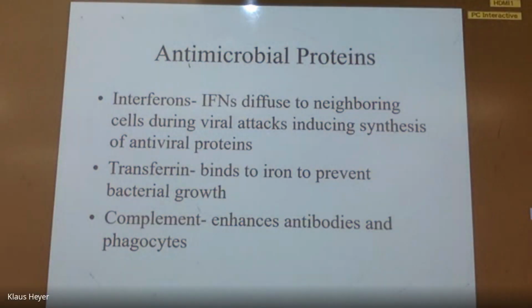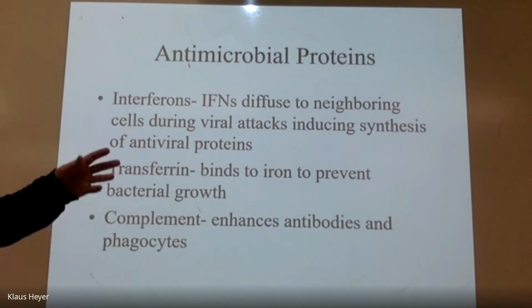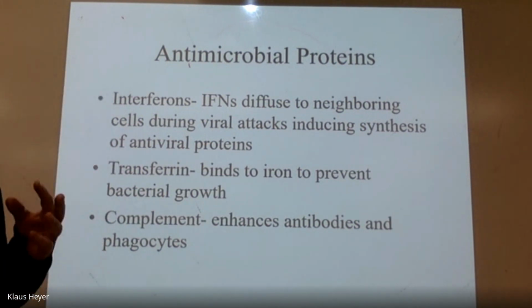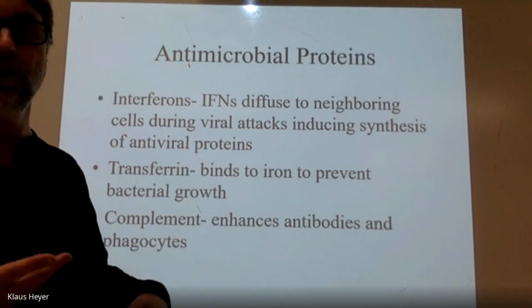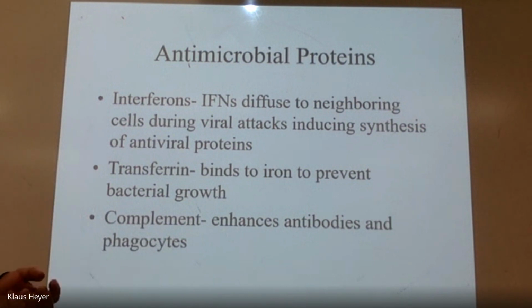So interferons can be released, these proteins can be released to the cells around it, saying, hey, look, it's too late for me, but you have a chance, make your antiviral proteins. We could make antiviral proteins if we just knew that we were infected. That's kind of what interferons do.